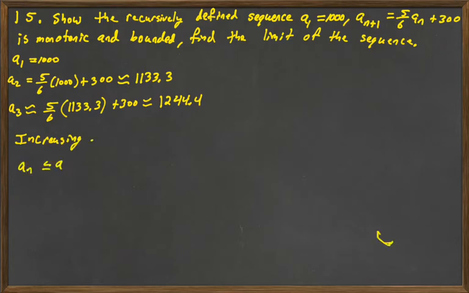So if it's increasing, then a sub n should be smaller than a sub n plus 1. a sub n is less than or equal to... we're just going to work that out and see if we get a true statement. So a sub n plus 1, by definition, is 5/6 a sub n plus 300.